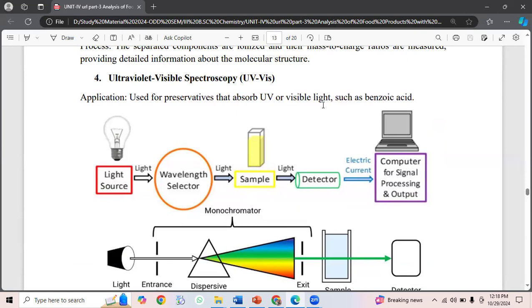So today we have seen four types of instruments. The first one is HPLC, the second one is gas chromatography, the third one is mass spectrometry, and the fourth one is ultraviolet visible spectroscopy. We will continue in the next class.